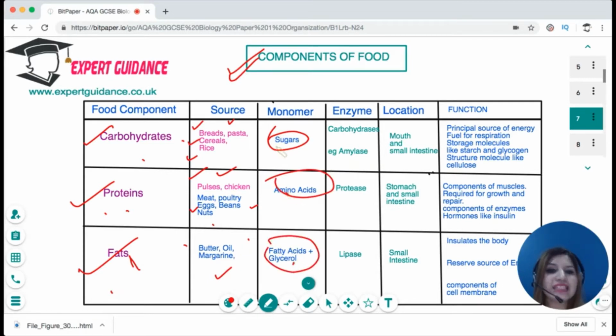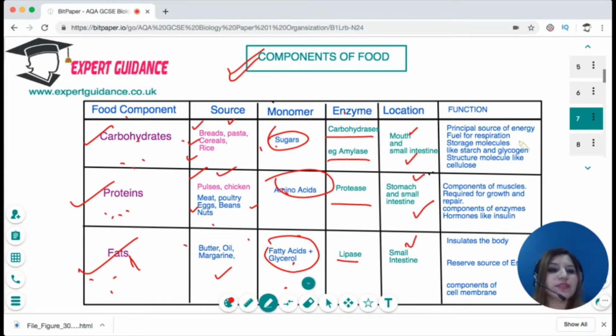And this is what these components get digested into. The enzymes for carbohydrates are carbohydrases, for example, amylase. For protein, it is proteases, and for fat, it is lipases. Carbohydrates are digested in the mouth and small intestine. Proteins are digested in the stomach and small intestine, and fats are digested just in the small intestine.